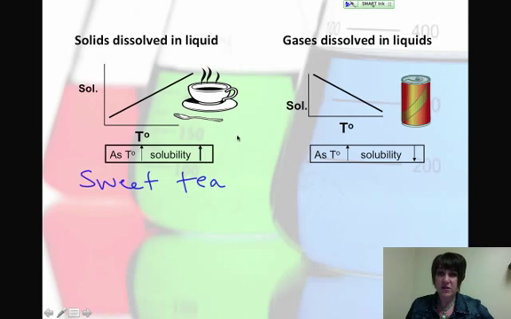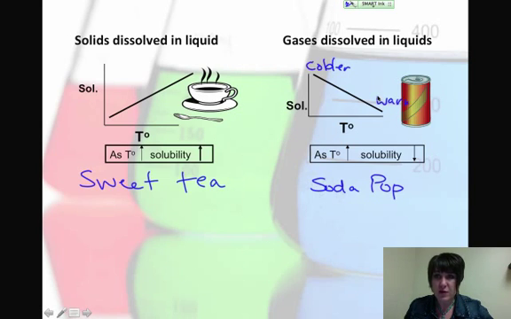But if you're drinking a soda pop, that's a different story, right? Anybody ever had flat, hot soda? Kind of gross, right? It's not as bubbly because gases dissolve in liquids better when it's colder than when it's warmer. Yeah, you already knew that, didn't you? I mean, that's been your experience.